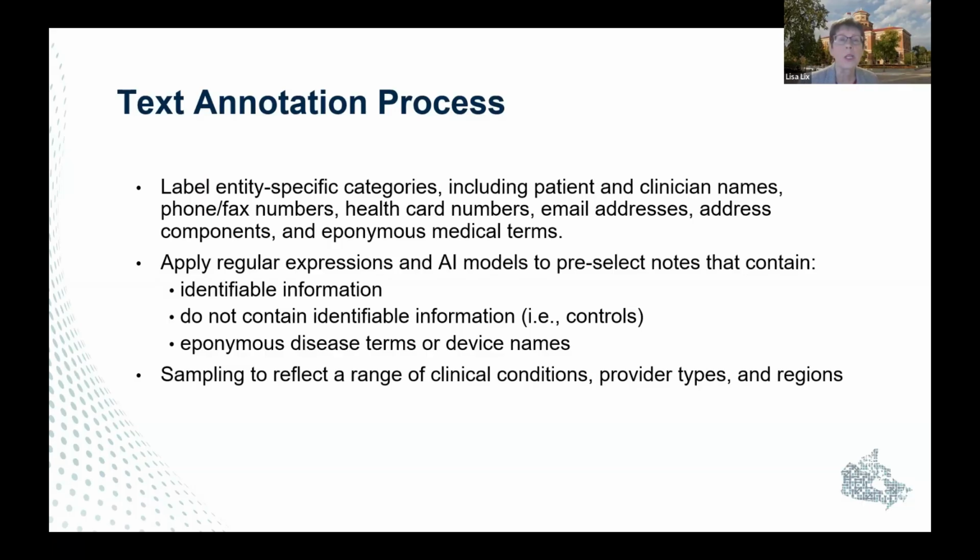And so we spent a lot of time thinking about how we would select notes to make sure that we had enough of these kinds of identifiable information. As well, we also needed to have notes that did not contain identifiable information, so controls for us. And then we wanted to have enough of these eponyms, the disease terms, or also there might be device names. And so there was a very deliberate sampling process that we thought about carefully in order to represent each of these kinds of information.